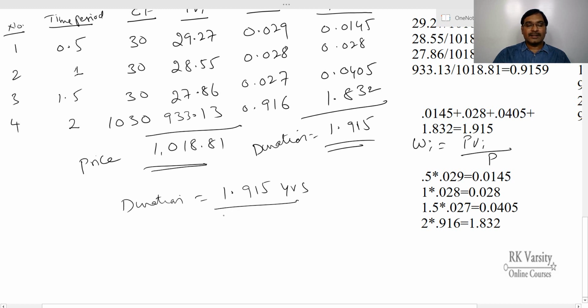One reason for this long duration is the low coupon rate. Bonds with a low coupon rate will have a longer duration, and bonds with a higher coupon rate will have a shorter duration.